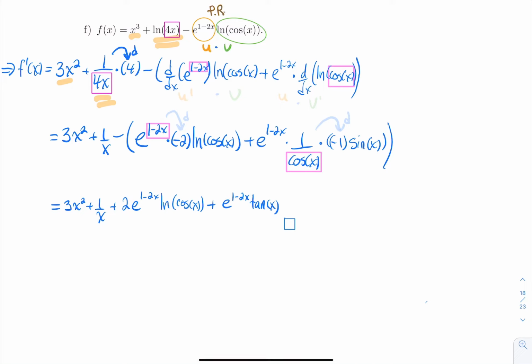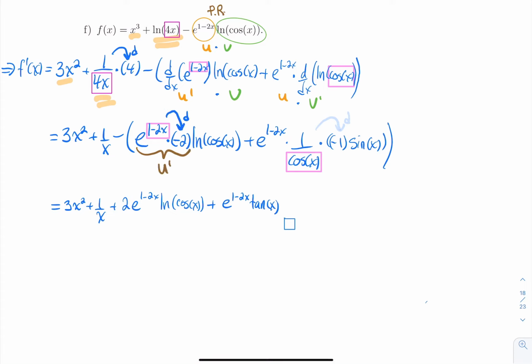So we have u times v. So if I'm applying the rule here, I'm just going to write it first: u prime times v plus u times v prime. And here, for both terms, u prime and v prime, I'm going to need a chain rule. The derivative of e to the power of 1 minus 2x is going to be e to the power of 1 minus 2x times the derivative of that power, which is just minus 2.